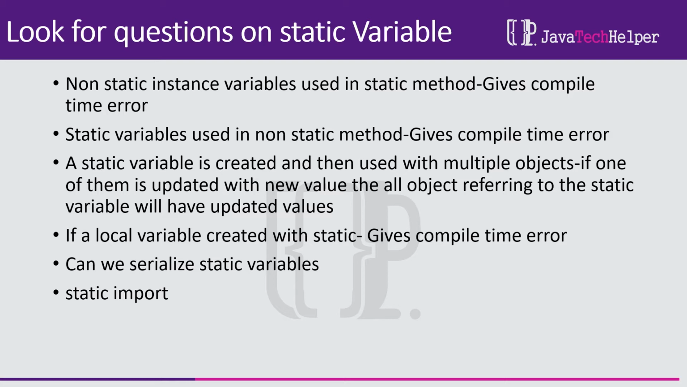If one of them updates the value, all objects referring to the static variable will have the updated value. If you update the value of the static variable, all the objects which will be created afterwards will have the same updated value, because static is associated with the class, not the objects. If a local variable is created with static, it gives an error. So this kind of questions can come.